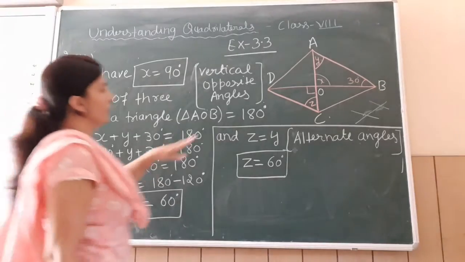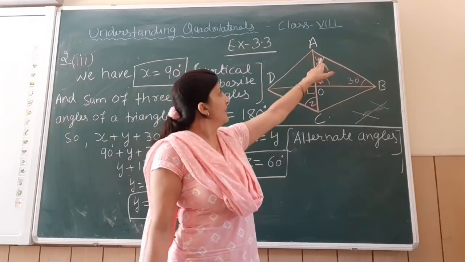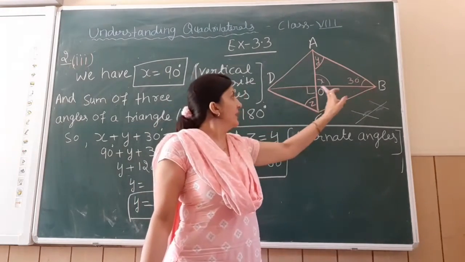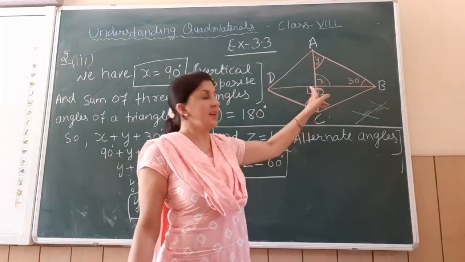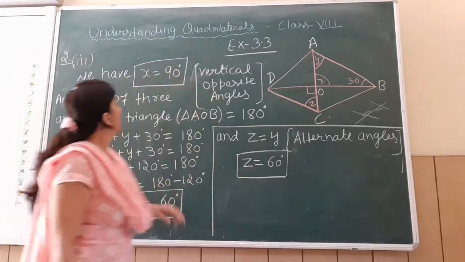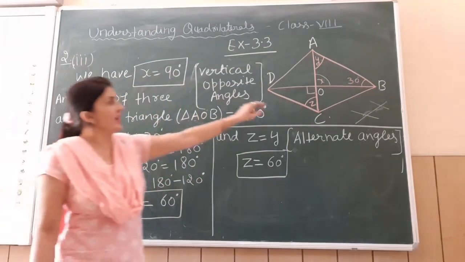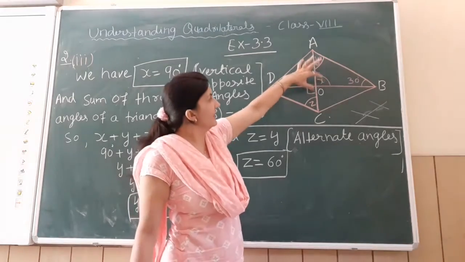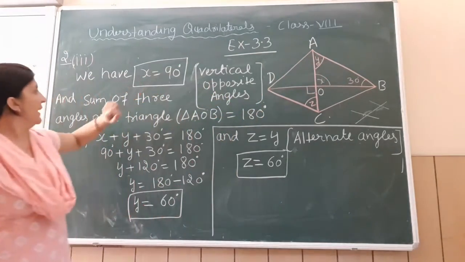So now third, the figure is ABCD. This angle is Y. This is X, 30 degree. This angle represents the 90 degree and Z. Now we have X is equal to 90 degree. These both are vertically opposite angles and vertically opposite angles are equal. So X is equal to 90 degree.